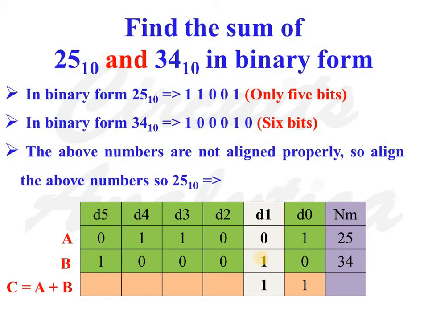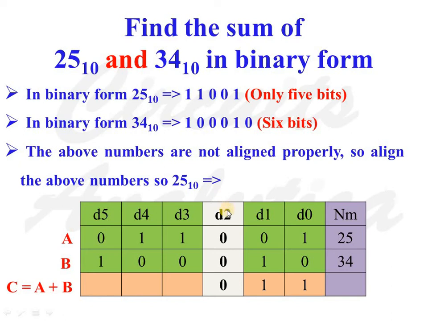Considering the next significant bit, carry in from the previous stage is equal to 0, and the D1 bits of A and B are 0 and 1. So 0 plus 1, sum is equal to 1, carry out is equal to 0.